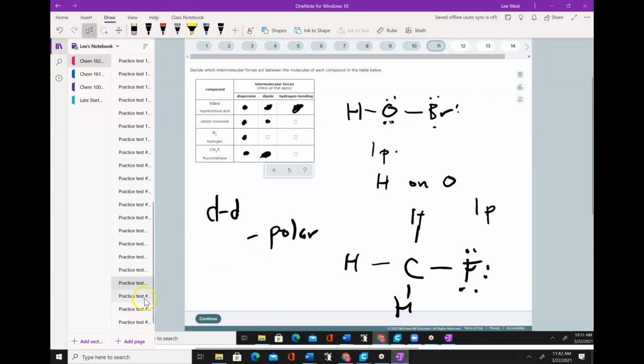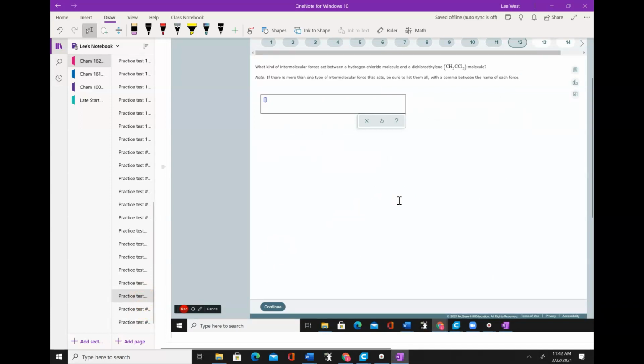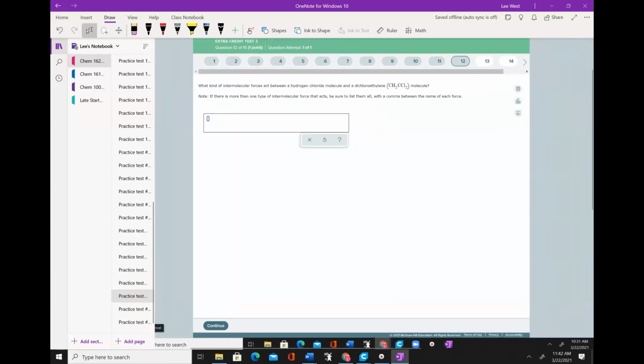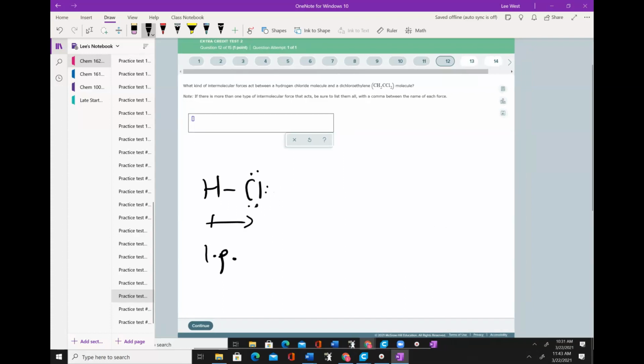Okay, let's move on to the next one. It says, what kind of intermolecular forces act between a hydrogen chloride molecule? So hydrogen chloride has that Lewis structure. Okay, so it is polar, but it has lone pairs, but it doesn't have hydrogen attached to oxygen, nitrogen, or fluorine. So it could potentially hydrogen bond to another molecule.